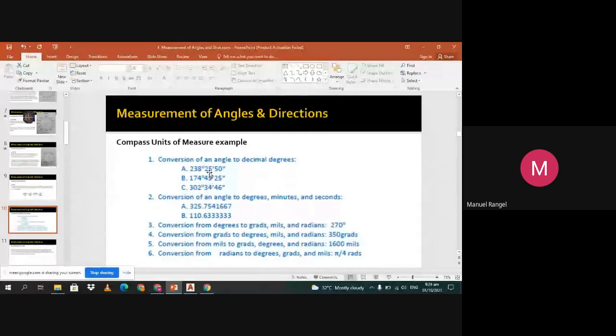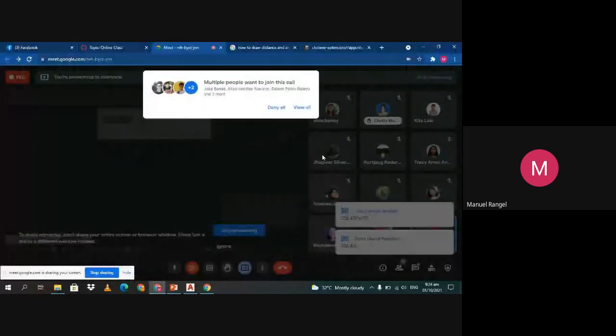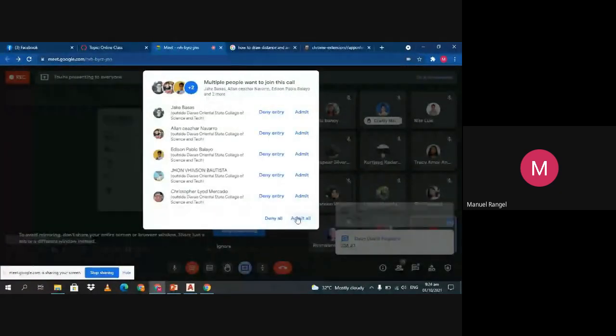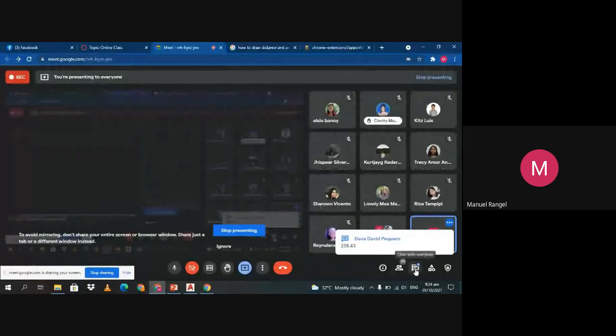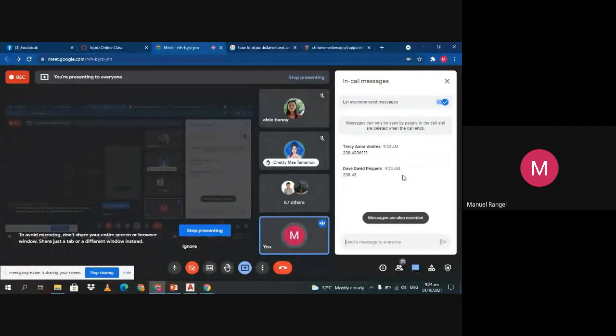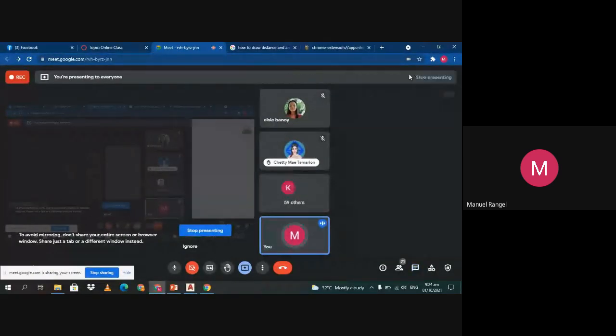Conversion of angle to decimal degrees. Convert lang ni, dali ra ni. ABC. So for letter A, kinsay naka-answer? Si Tracy Amor, 238.4306. Okay, correct, no?